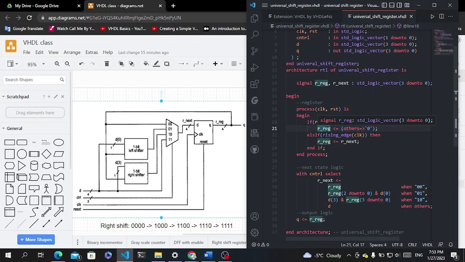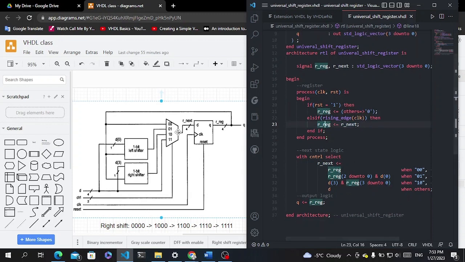So since our signal is a vector, instead of writing all zeros, we simply say others equals zeros, which is how you write it. And on a rising edge, we have our next state becoming our current state. And then we move on to our next state logic. And in here, our primary component is this particular mux.